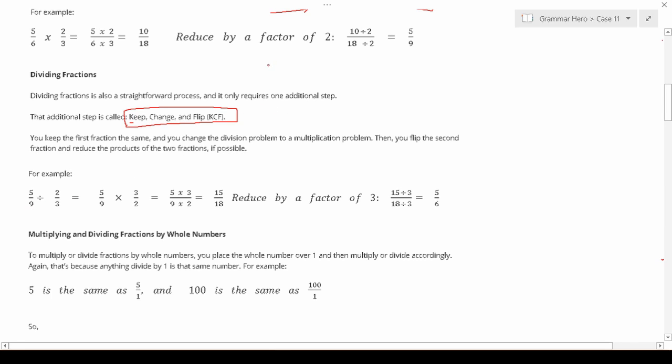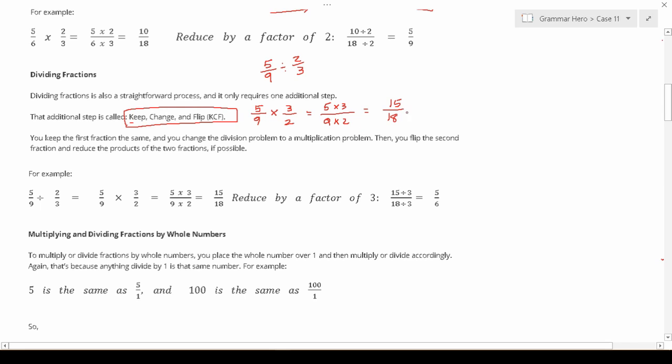So if I were to give you this problem, 5/9 divided by 2/3, we would first look at keep, change, flip. So keep this first fraction the same, that is, keep 5/9 the same, change the sign from division to multiplication, and flip this second fraction to be 3/2. Now we have a multiplication problem, which we just dealt with in the previous example. Again, we're going to multiply numerators together and denominators together, so that's going to give us 5 times 3 over 9 times 2. It's going to give you 15 over 18.